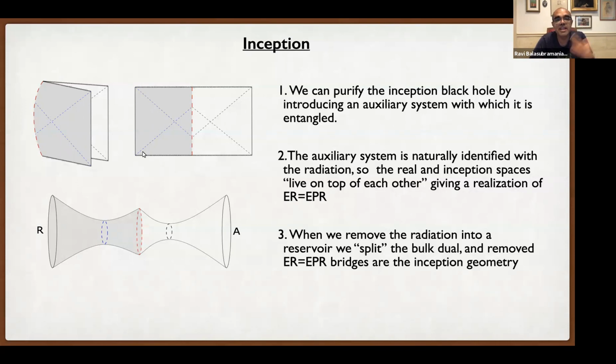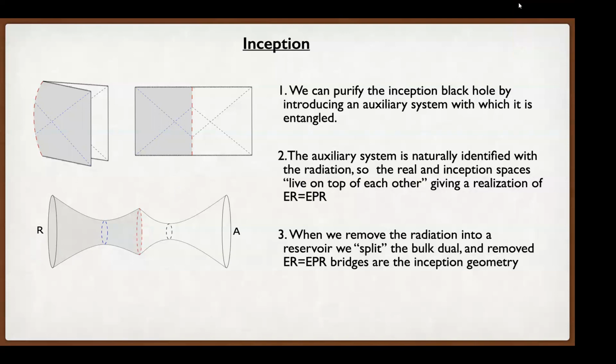This is the radiation asymptotic region, or the purifier asymptotic region. Here is the end of the world brane. And if you were to take an equal time section through it, the geometry would look like this. It's a long wormhole. So you have the original boundary, you have the black hole horizon, you have where the end of the world brane was, then you have the inception geometry, that has a horizon, and then you have this radiation boundary.